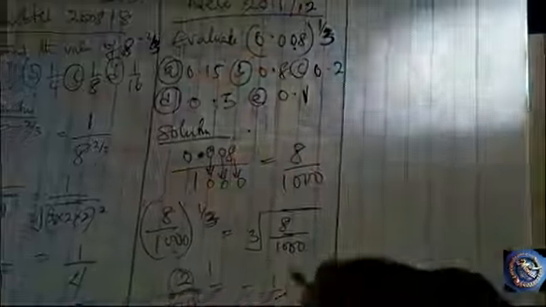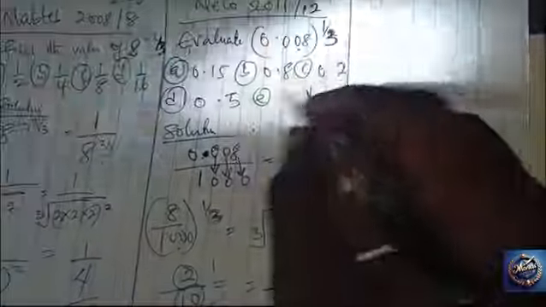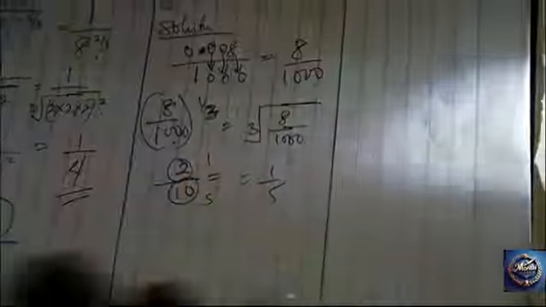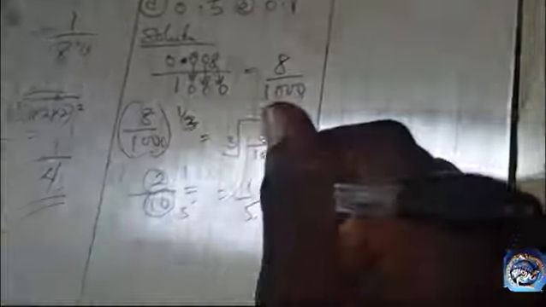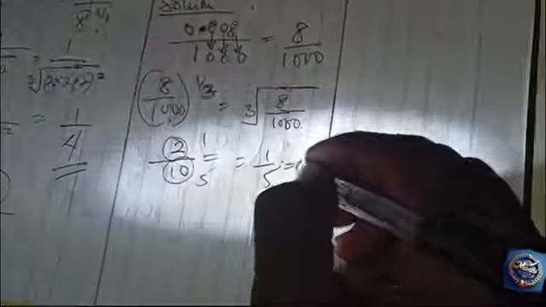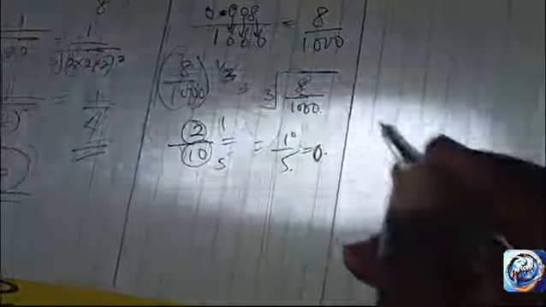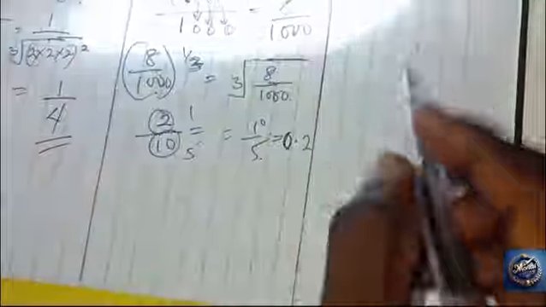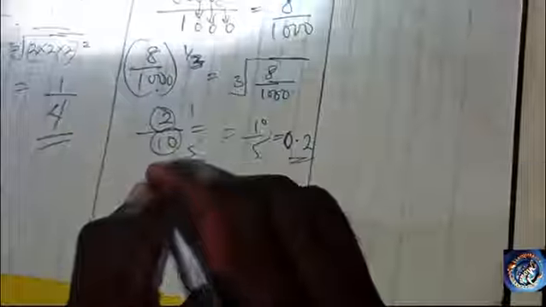That means we are going to get our answer in decimal point. So how many 5 can I find in 0? It's not possible. I have 0 point. If I add 0 to this, making 10, how many 5 can I find in 10? That is 2. Do I have 0.2 there? Yes. Option C.